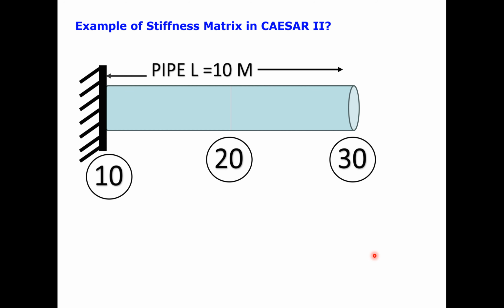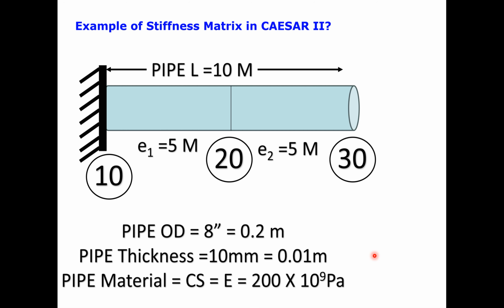So total length of the pipe, let's consider 10 meter, and each element will be equal to 5 meter. The properties of the pipe we can consider like pipe OD 8 inch, which is 0.2 meter. Pipe thickness is 10 mm, which is 0.01 meter, and pipe material is carbon steel, and value of E, Young's modulus, is equal to 200 into 10 to the power 9 Pascal.